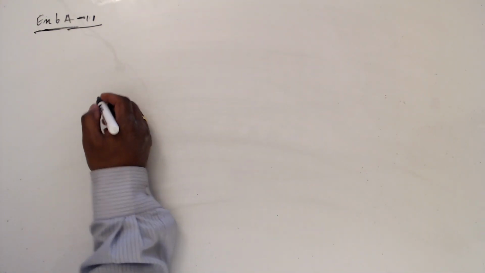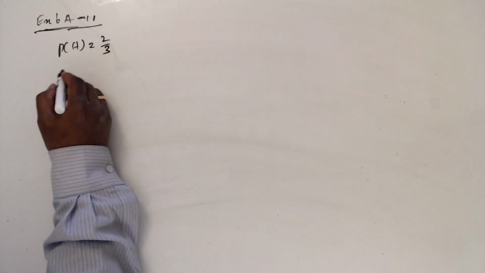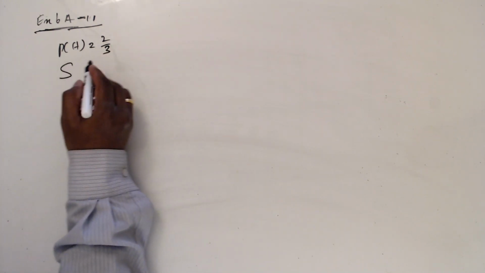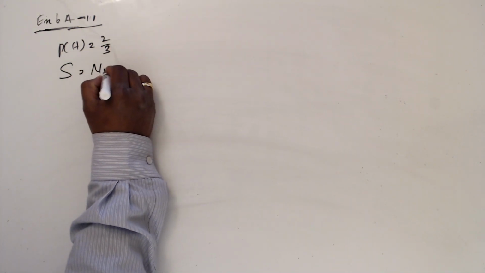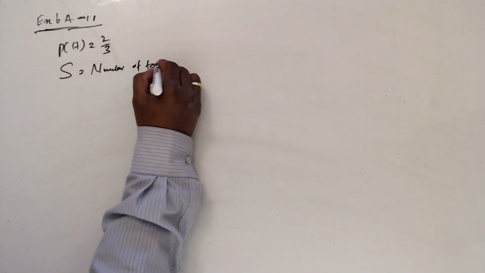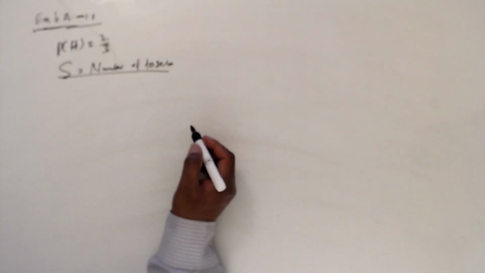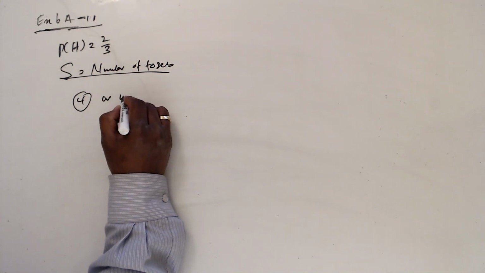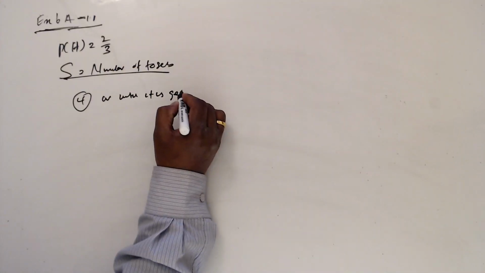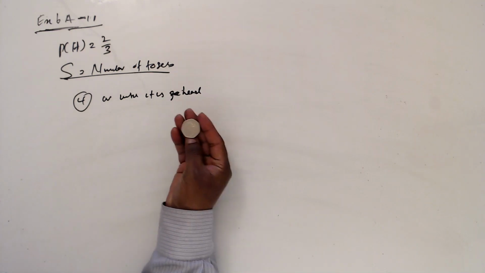Question number 11, it is a biased coin. Probability of getting head is 2 over 3. The variable S is the number of tosses. The scenario is the coin is tossed up to 4 times, or until it gets a head.